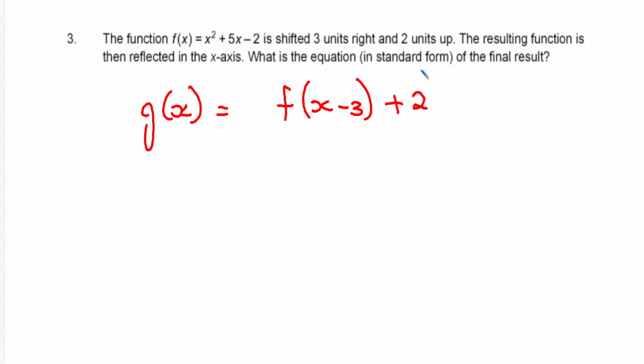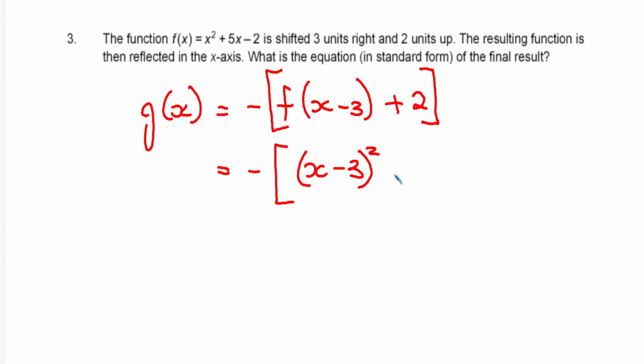And then, after I've done all of that, I want to reflect it in the x-axis. So I'm going to put a negative. You could think of putting the negative in front of the y, or there, same thing. That will reflect it. Now remember f of x is x squared plus 5x minus 2. F of x minus 3: put x minus 3 in place of all the x's. X minus 3 all squared plus 5 lots of x minus 3 minus 2. And then plus 2. The plus 2 is the one that's picking it up.